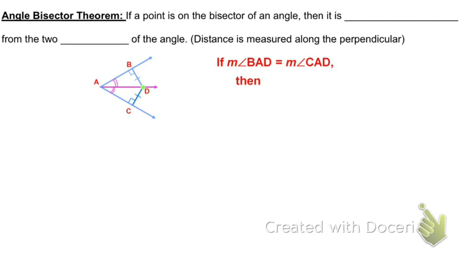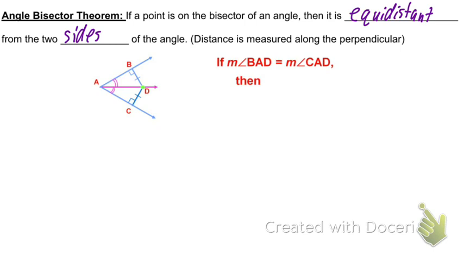All right. We're gonna talk about an angle bisector theorem. If a point is on the bisector of an angle, then it is equidistant. Big word. Can we just put equal distance? No. Then it is equidistant from the two sides of the angle. Equal distance.